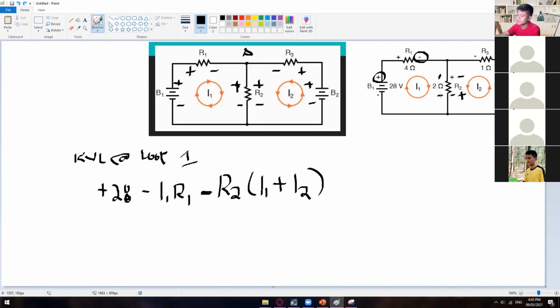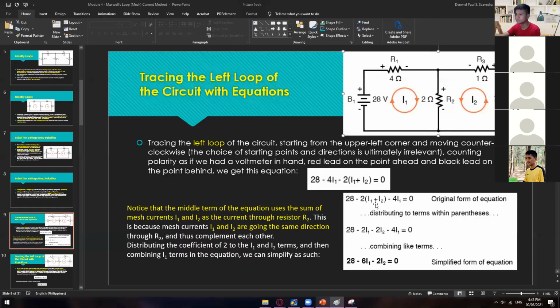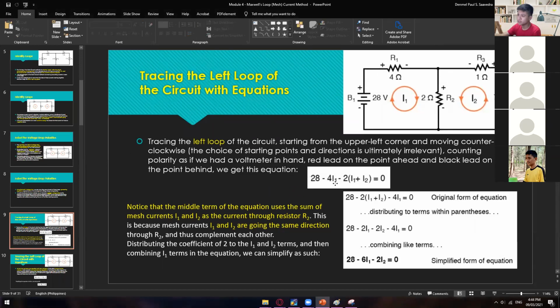So if they have the same symbols, the first one we're trying to consider is negative, and then if they have the same symbol, the symbol that you're going to use is positive. I1 plus I2 equals 0. Okay, so this is your equation number 1. All right, are we clear with that one so far? So this is your equation number 1.